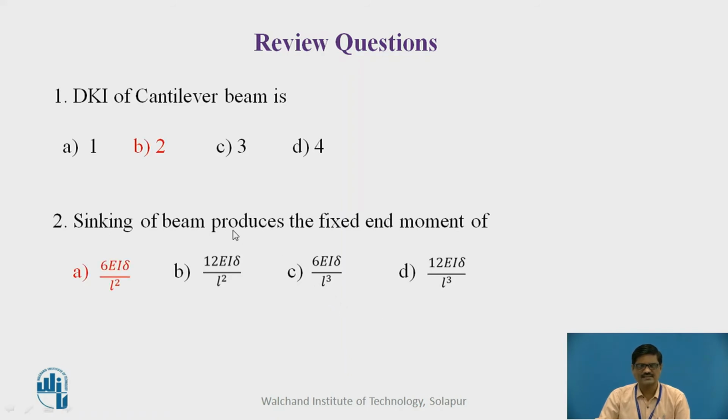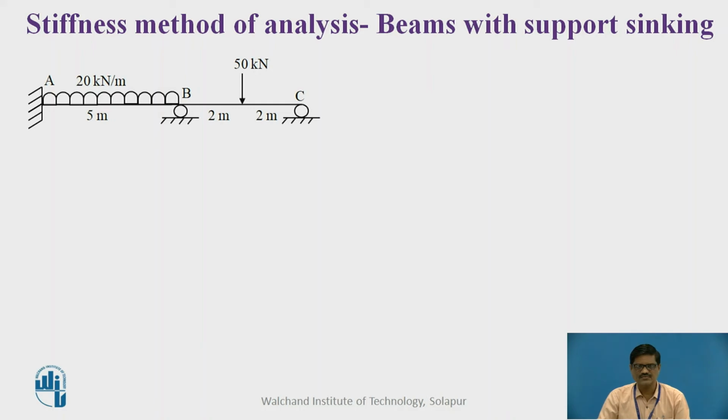These are the answers. The cantilever beam, the deformation is possible at the free end only, so one deflection and one rotation, therefore it is 2. And just now we discussed that due to sinking, the fixed end moment produced is always 6 EI delta by L square. Let us proceed further.